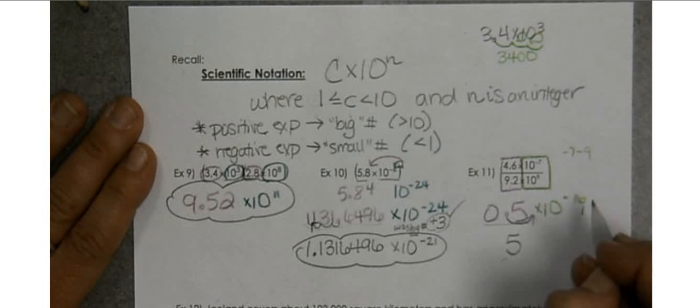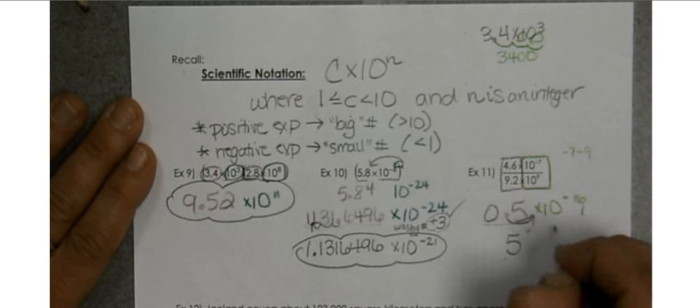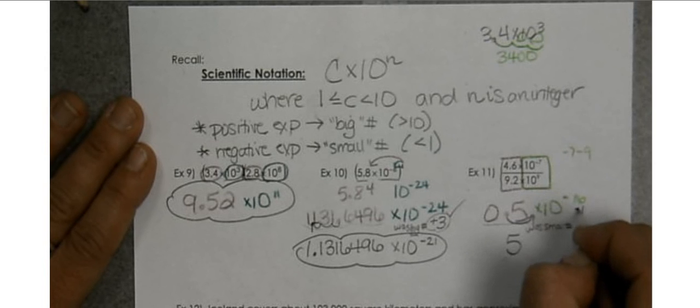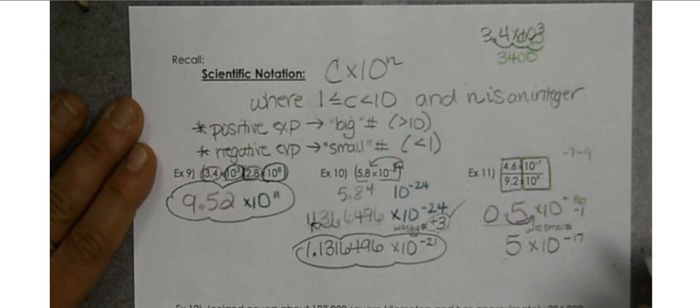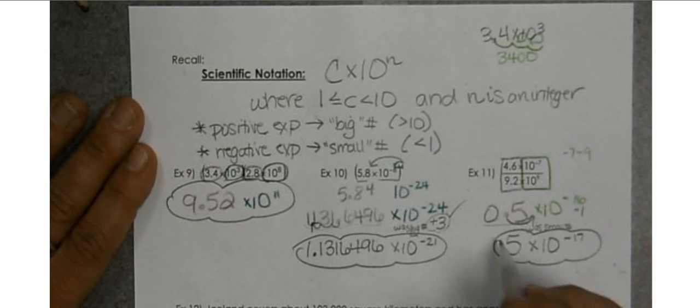So we need to change this exponent by 1. And because this was a small number, less than 1, that means that we're going to subtract it. So we end up times 10 to the negative 17th. And that would be our answer in scientific notation.